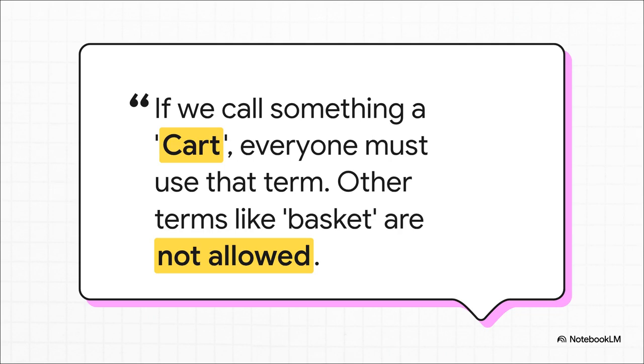And this really gets to the core of what a ubiquitous language is. It's not just a friendly suggestion. It is a strict, unbreakable rule. If the team decides the official term is cart, then that is the only word you use, in meetings, in your design documents, and most importantly, in the code itself. All those other synonyms, gone. This just ruthlessly eliminates ambiguity.